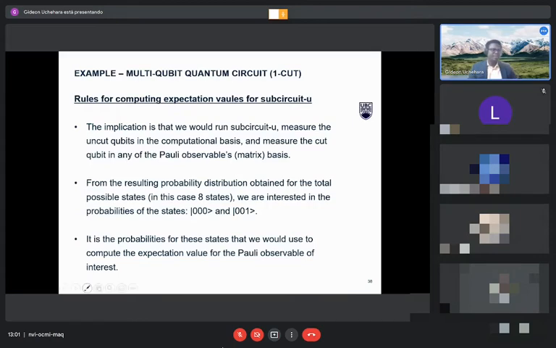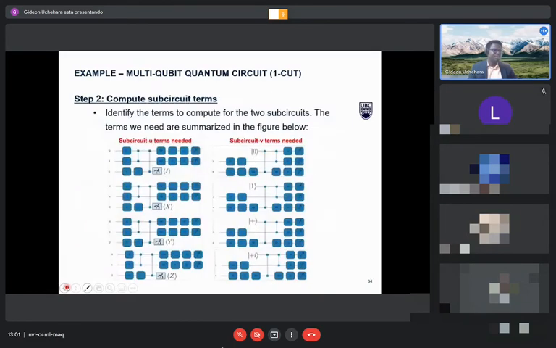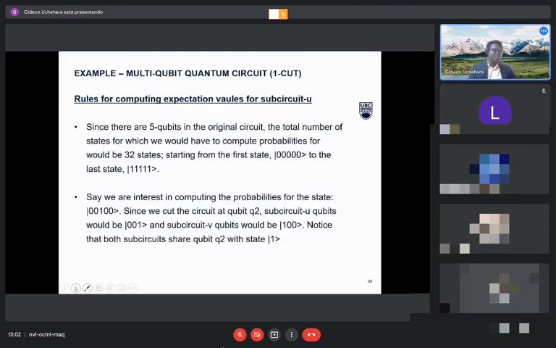So let's say we go back to this point, this is the subcircuit here, and we cut qubit 2. Recall that qubit 0 and qubit 1 were not cut. So we measure these 2 qubits in the normal computational basis. But for this qubit here, we have to measure it in the I basis. And the same thing here: measure these 2 qubits in the normal computational Z basis and measure the cut qubit in the X basis. The same applies here and so on and so forth. So that's what that rule is trying to emphasize.